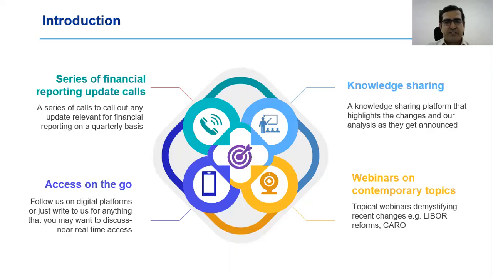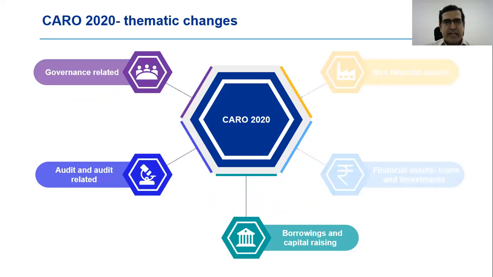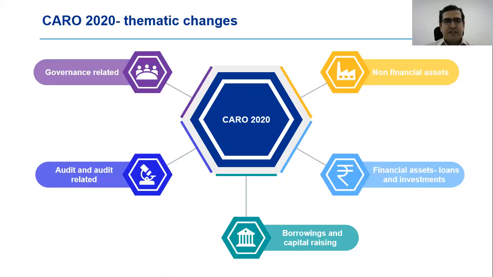On that note, let me straight away get into the presentation that we have for today. To give you all a quick recap, we covered 5 key themes around CARO 2020 reporting. The first theme that we covered last time was the treatment of non-financial assets. To give you a quick 2-minute recap, we started off by talking about the requirements related to property, plant and equipment, investment property, right of use assets, non-current assets held for sale. Then we looked at requirements related to inventories and intangible assets.